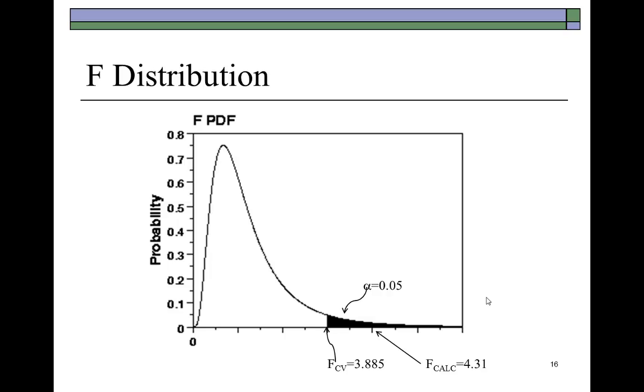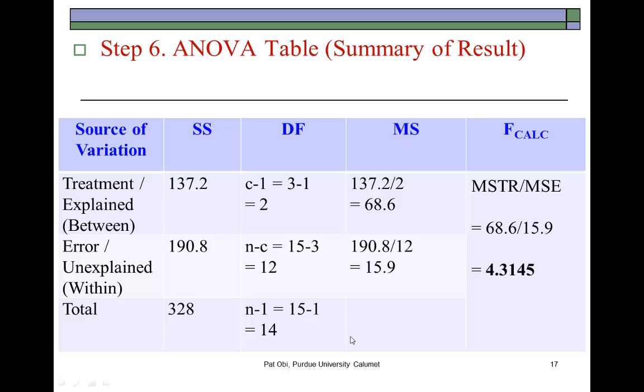So now, the F distribution looks like this, with our critical value established at this point and the calculated F value of 4.31 somewhere within this significance region, also called rejection region. In the very final step, a lot of times we use the ANOVA table to summarize our results. The sources of variation are treatment, also called explained variation or between. The other is error, also called unexplained variation, and in some books within.